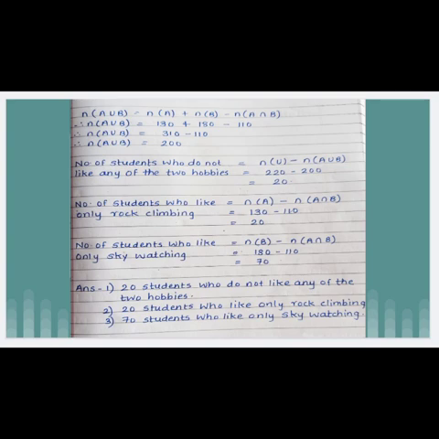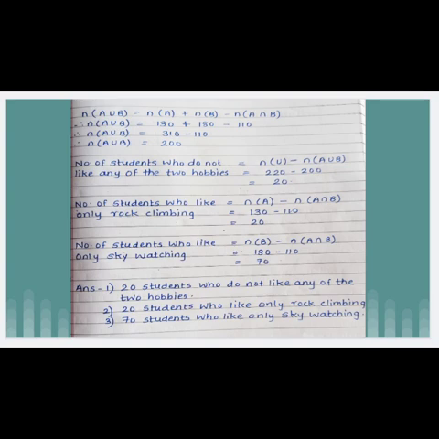130 plus 180 is equal to 310 minus 110. So in the fourth step we got the answer: number of A union B is equal to 200. Now we have to find the number of students who do not like any of the two hobbies. For this we need to subtract A union B from the universal set. So 220 minus 200 is equal to 20.